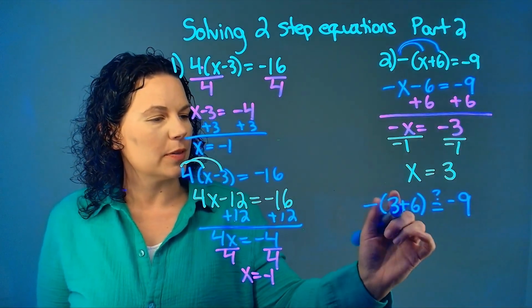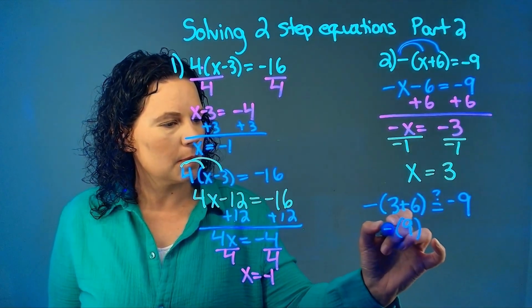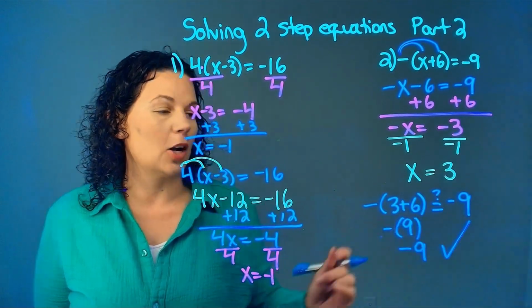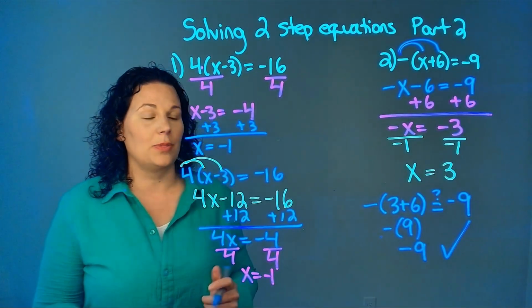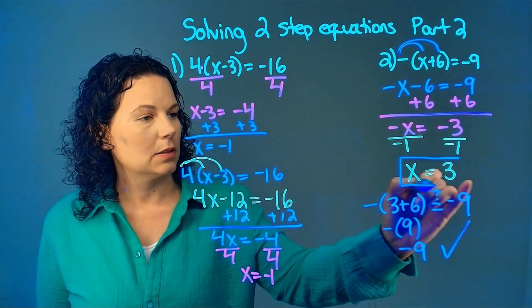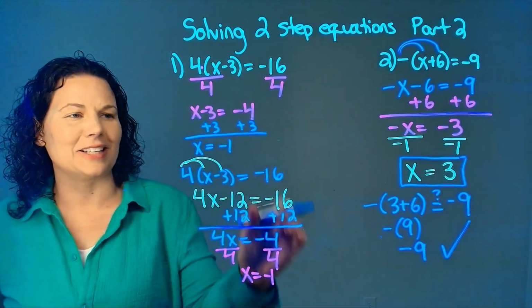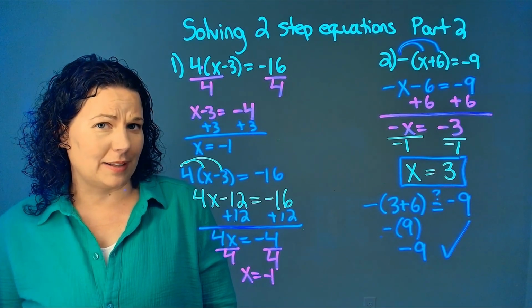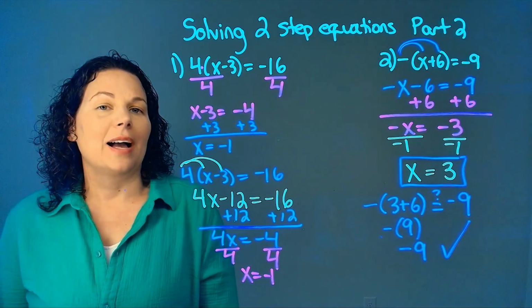So inside the parentheses first, negative times a 9 gives me negative 9. So yes, they are equal on both sides. So that did give me the right answer. Here I didn't check it because I did it 2 different ways. That was kind of my check. Anyway, always check your work at the end, okay? If you have time.